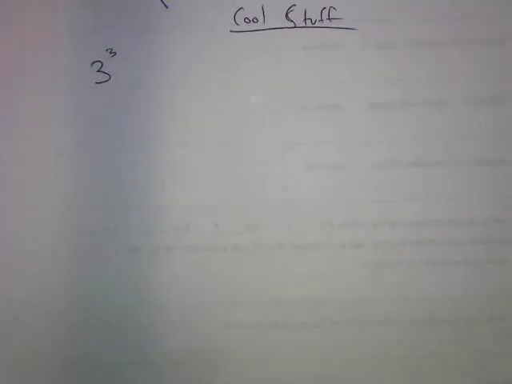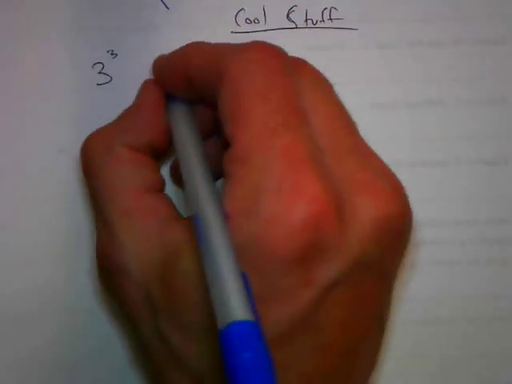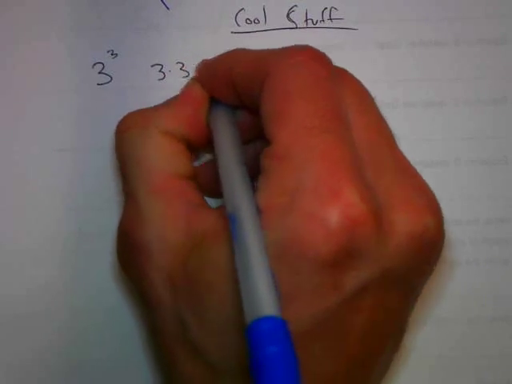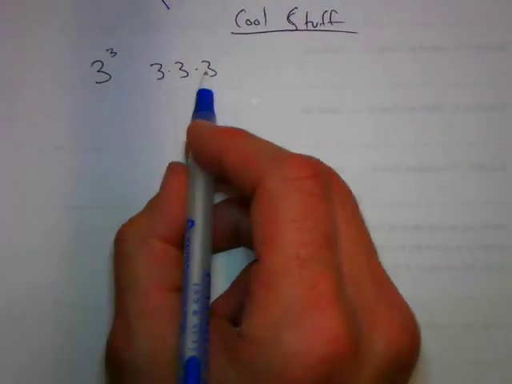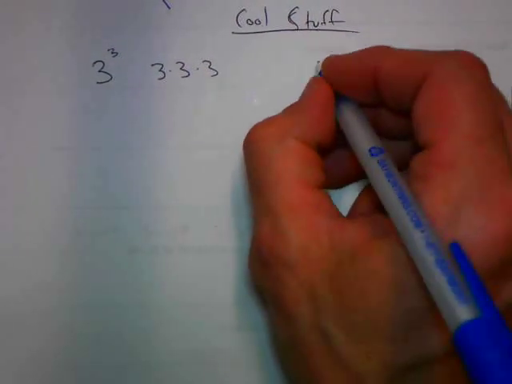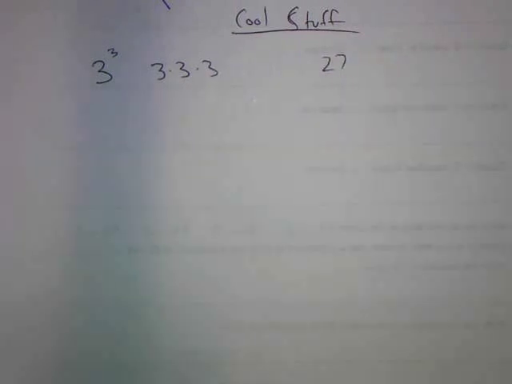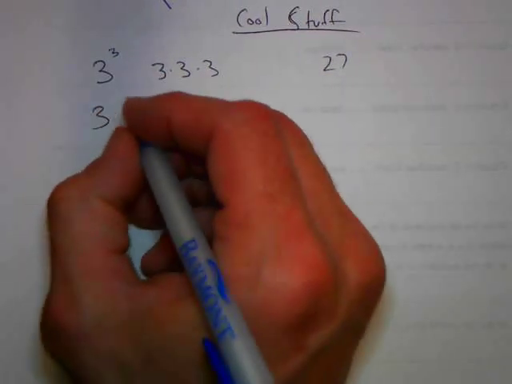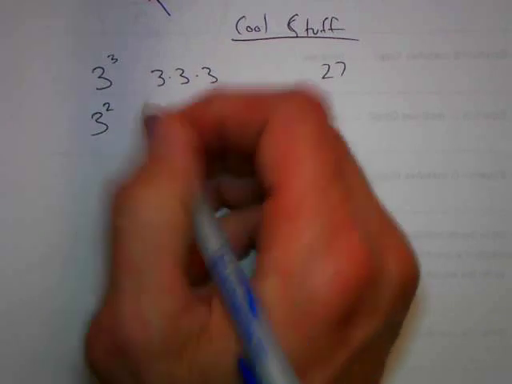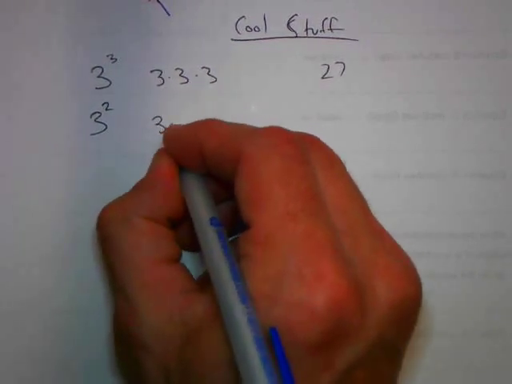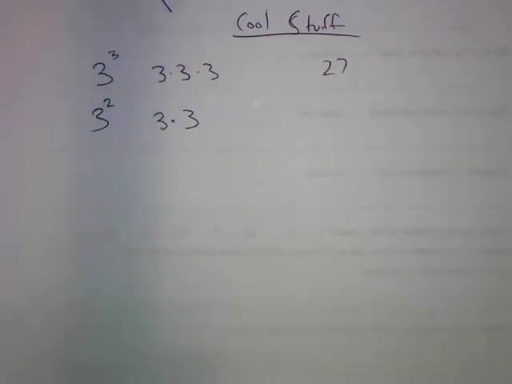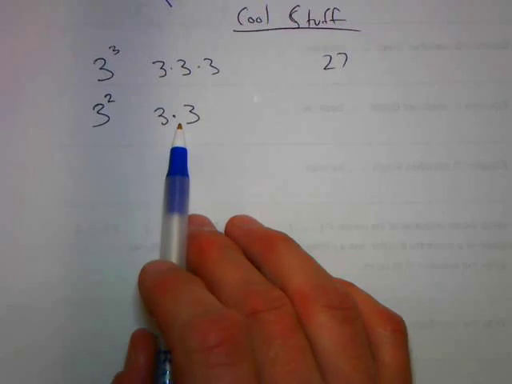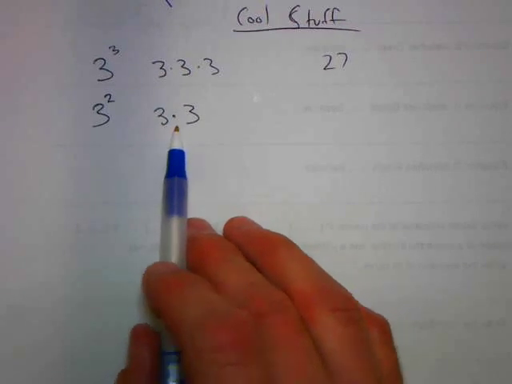All right, so let's take this example. What if I had 3 to the third power? Do you know what 3 to the third power happens to be? It happens to be 3 times 3 times 3. You know what 3 times 3 times 3 is? It happens to be 27. Now, what is 3 to the second power? 3 to the second power is 3 times 3. Do you happen to know what 3 times 3 is? I know. You just said 9.